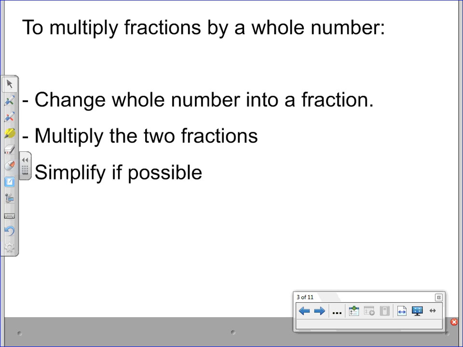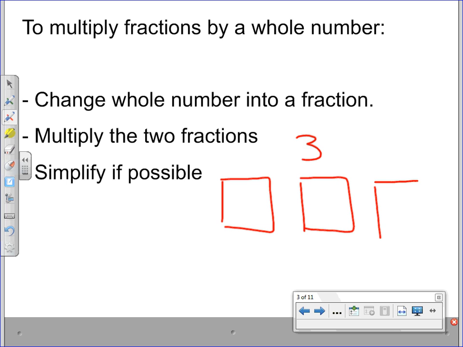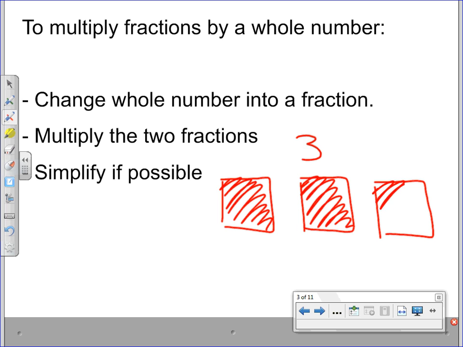Let's take a look at what it means to make a whole number into a fraction. For example, if I have the number 3, I could represent 3 by drawing 3 boxes and shading them completely in. So this model right here is a representation of 3. I have 3 boxes, everything shaded in. That's the representation of 3. But how do I make that a fraction?